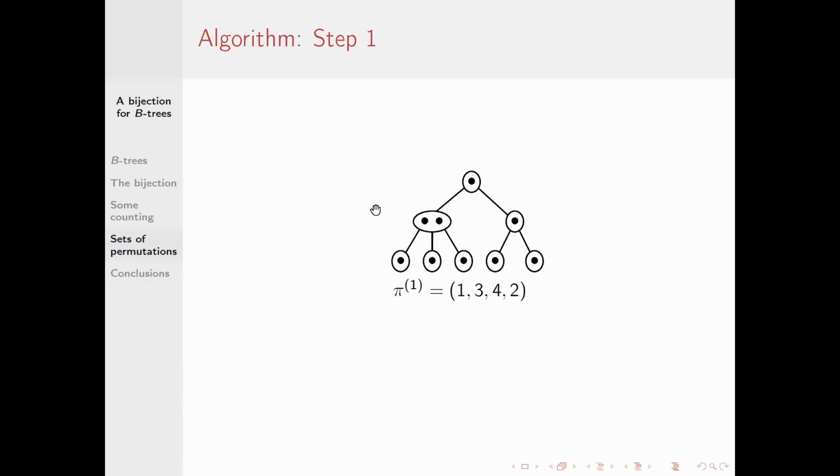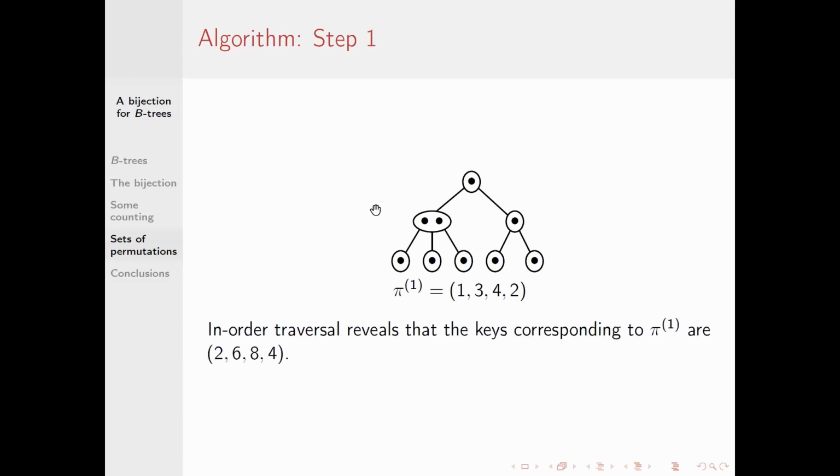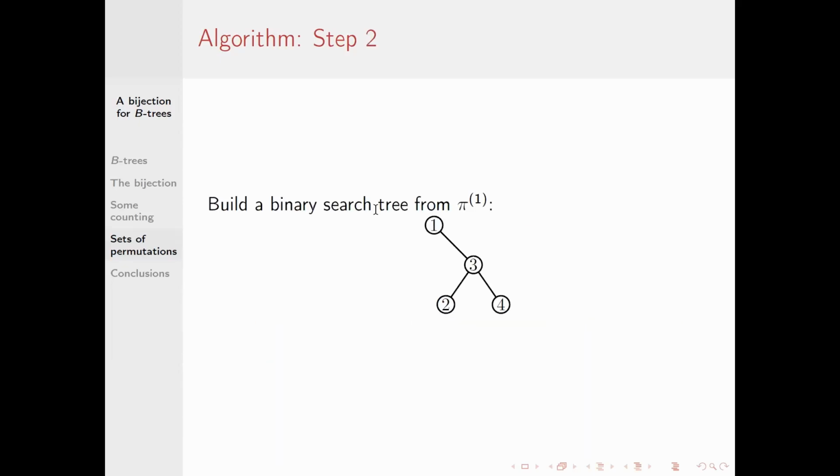Okay, so step 1, we have this pi1, we have this B tree. Well, if you just perform in-order traversal, you see that 1 will be this key, so it's in position 2. So this one is actually a 2, and similar for all the other keys. So this permutation becomes this sequence. That was easy.